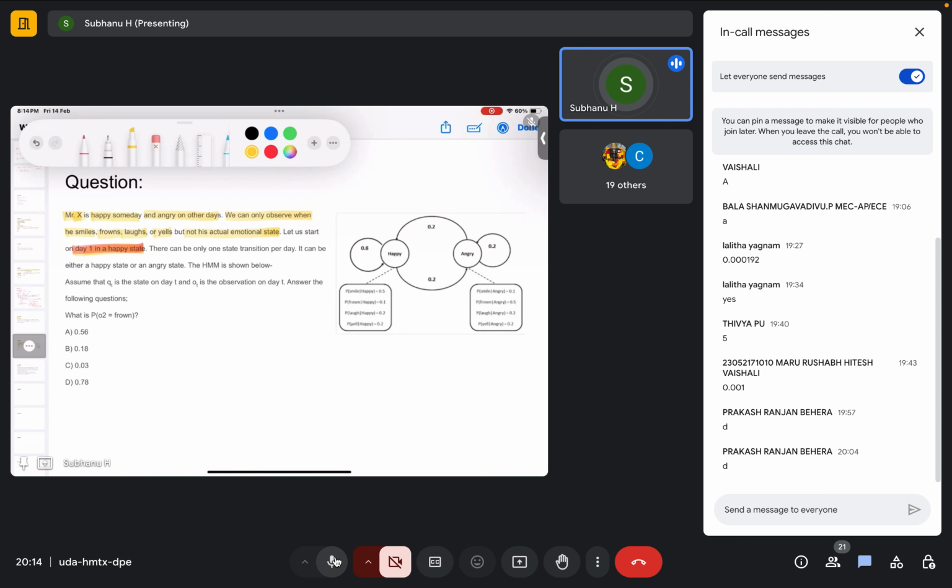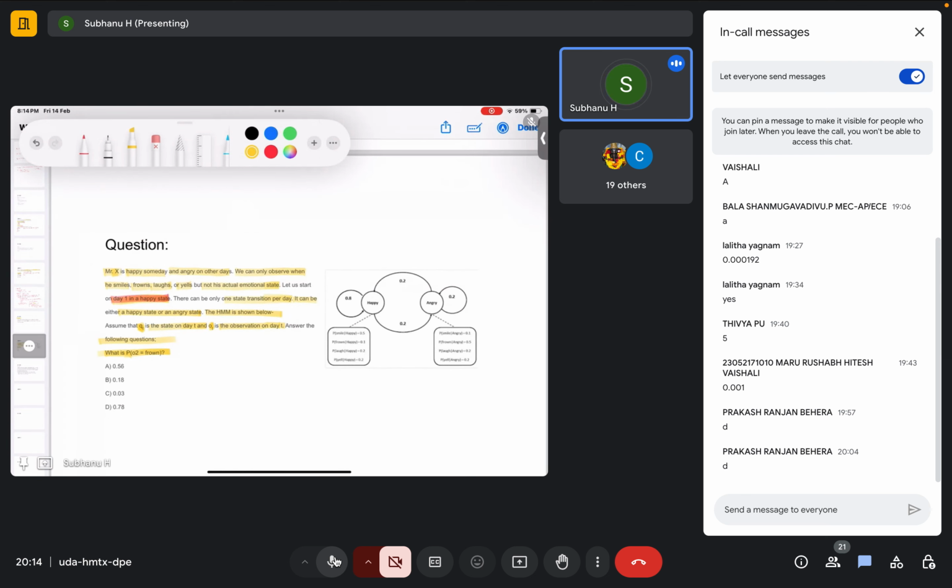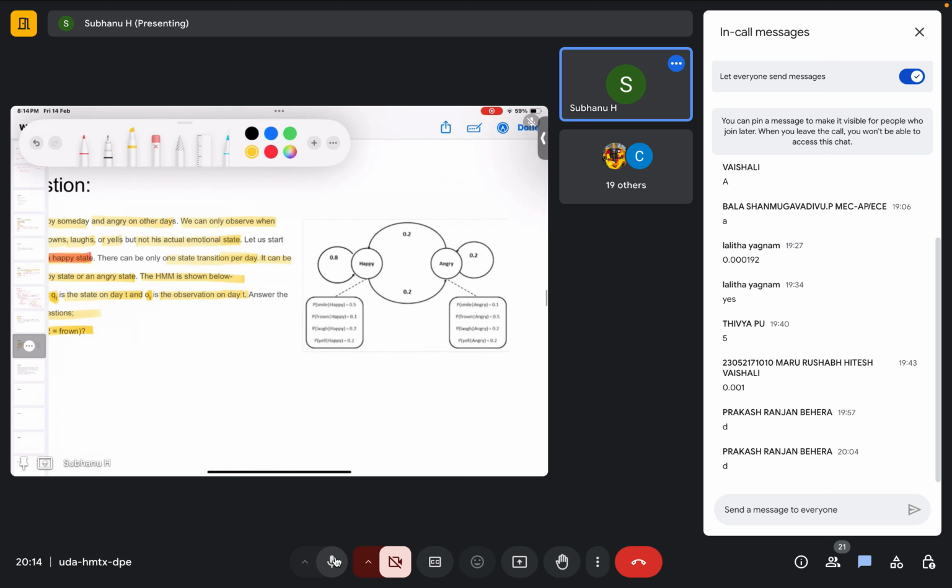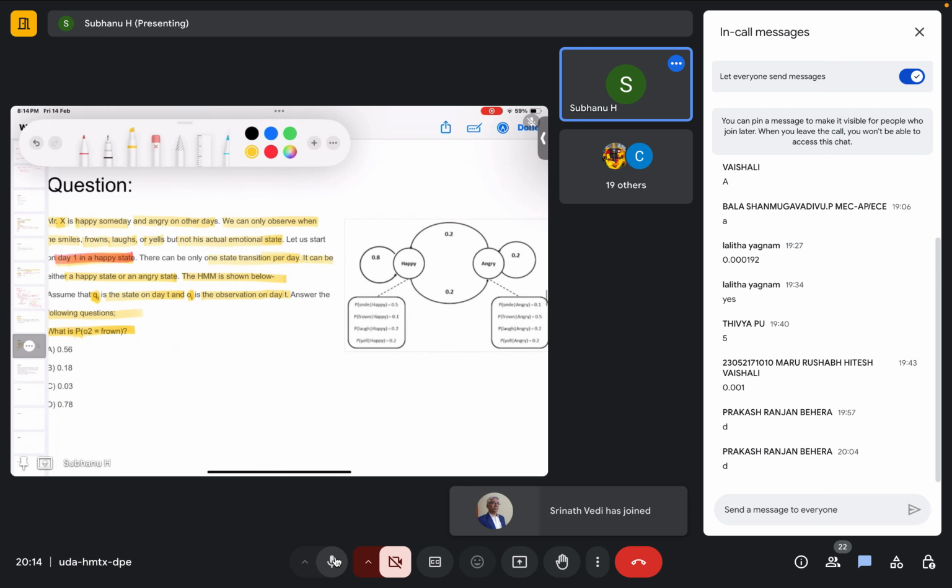Now, there can be only one state transition per day. Okay. So this is like sunny. There can be only one sunny day, only one rainy day, only one cloudy day. So that's all. Right? Now, it can be either a happy state or an angry state. So the HMM is shown below. Assume Qt is the state value of day t and Ot is the observation on day t. Answer the following question. What is the probability of O2 that he is frowning? Okay. So you can see the probabilities from here also. If I zoom it, you can see.